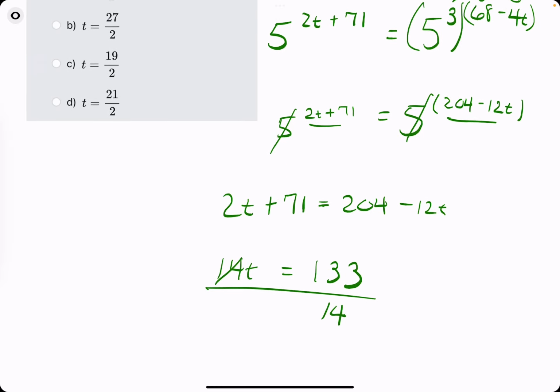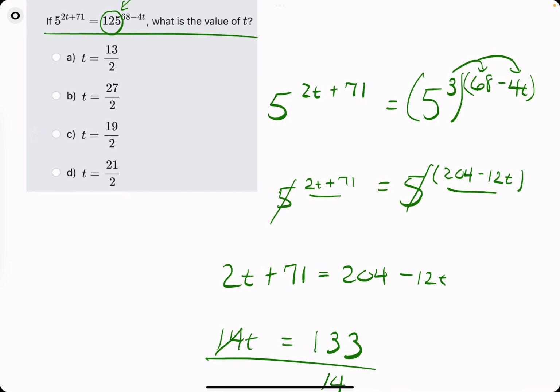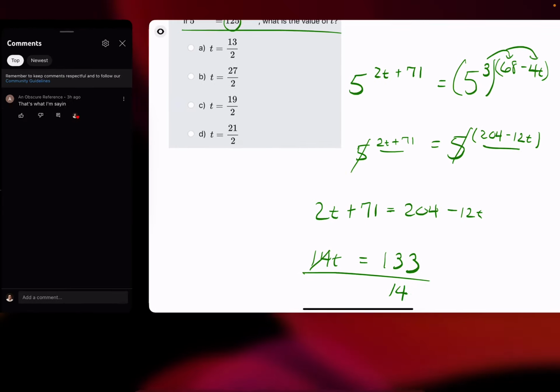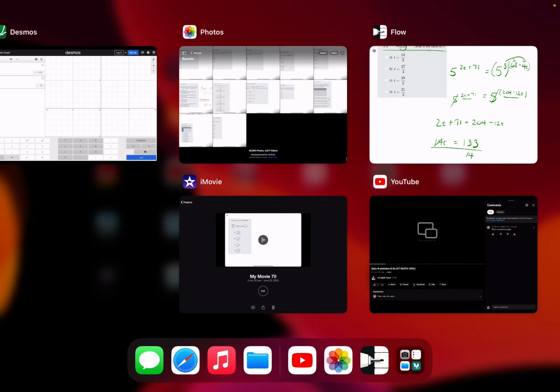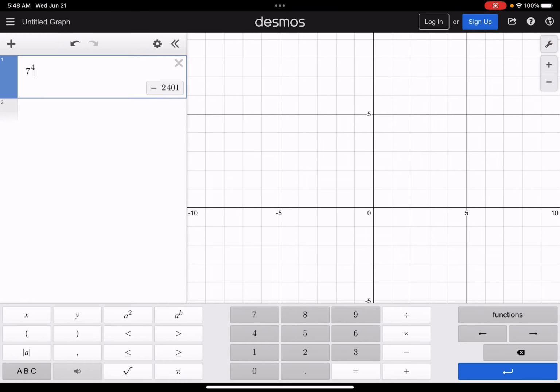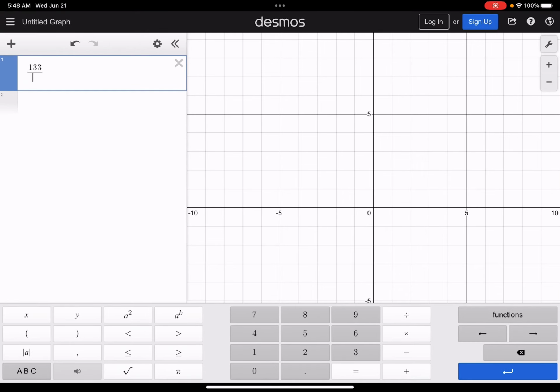I don't know if that's an answer. Probably not. This doesn't look great. I might have messed something up, I'll be honest. Unless somehow this divides. It might divide by 7. That'd be crazy. Hold up. Let me find Desmos. All right, 133 over 14. All right, let's just divide it by 7. Oh, it does divide by 7.